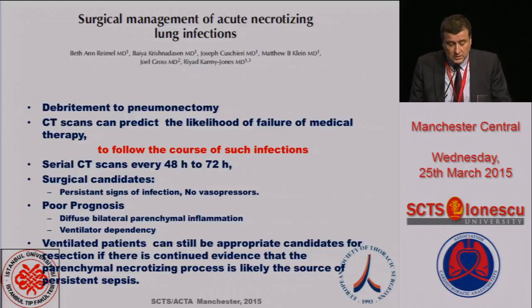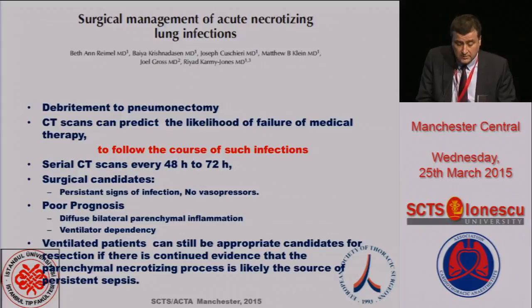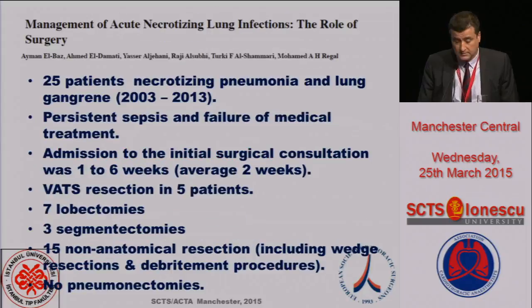Poor prognosis could be identified by having diffuse bilateral parenchymal inflammation and ventilator dependency. And ventilated patients can still be appropriate candidates for resection if there is continued evidence that the parenchymal necrotizing process is likely the source of the persistent sepsis.